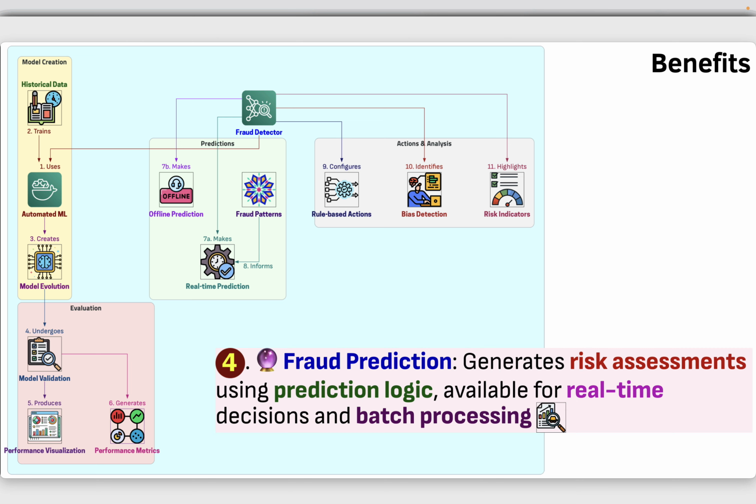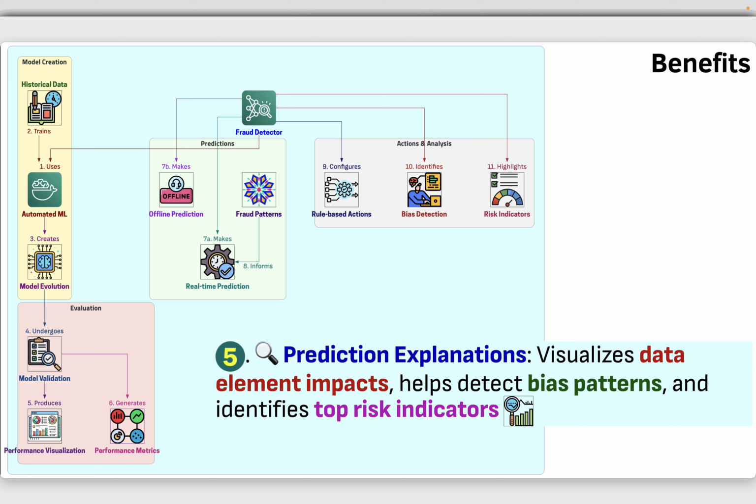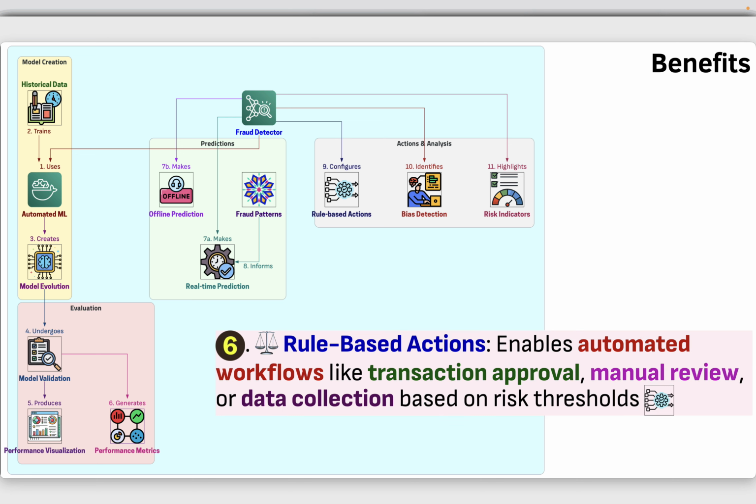After training, the service validates and visualizes performance using tools such as score distributions, confusion matrices, and ranked input impact. The service generates fraud predictions based on provided data using prediction logic, available both in real time and offline for single or sets of activities. Amazon Fraud Detector visualizes how data elements impact prediction scores, helping users analyze fraud patterns, detect bias, and identify top risk indicators. After model training, users can add rules to take actions based on prediction results, such as accepting, sending for review, or collecting additional data.